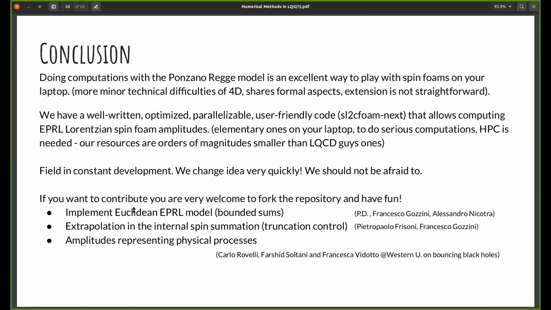So if you want to contribute to this field, you're very welcome to fork the SL2C form repository and have fun. An interesting thing to do is to implement the Euclidean EPRL model, which has the advantage that the sum over the spins is bounded in that case. So you don't have the problem of convergence. You have many terms, but they're finite. So in that case, you can say, I'm not truncating, I'm literally computing all of them. And the only thing that changes is the booster function. You need to call the Euclidean booster function.